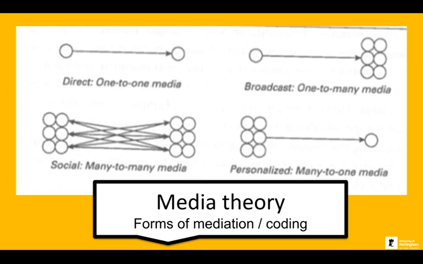So one-to-many media might be television, it could be a newspaper. Because if you all read the same newspaper, and on page 1 there's an advert, you've all been exposed to the same message. Can you communicate back to the sender using a newspaper? No. So this is a one-to-many relationship.